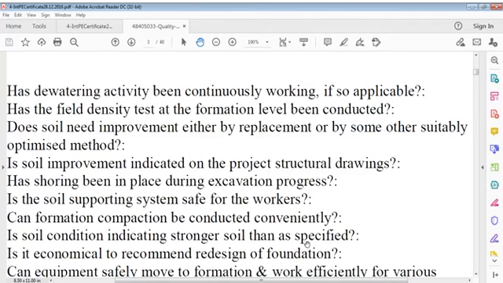Dewatering is a must if it is there, because you have to keep the area dry. You cannot work in a wet area in foundations. As for the field density test at foundation, we will conduct it, so I say the field density test we have to conduct before doing everything. It may have been consolidated before, but a density test of compaction is a must before doing formation. Does the soil need improvement, either by replacement or by some other stabilized method?